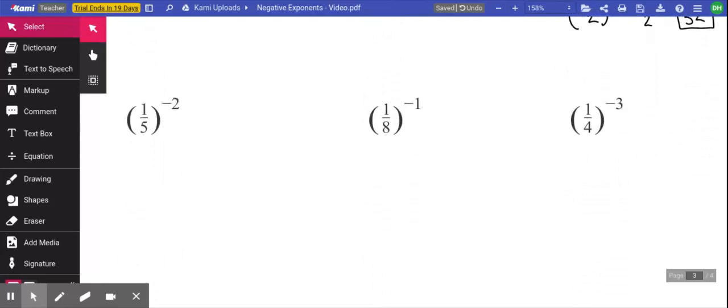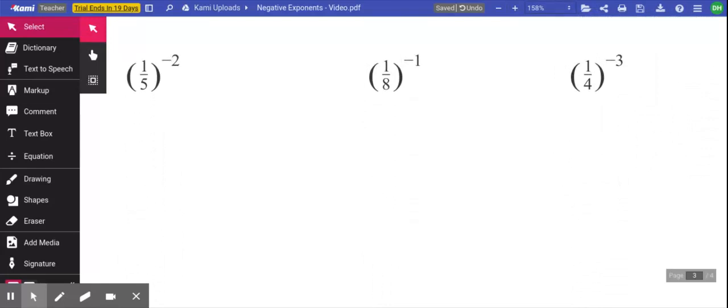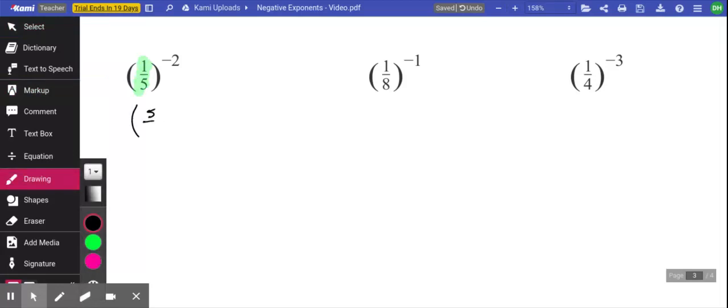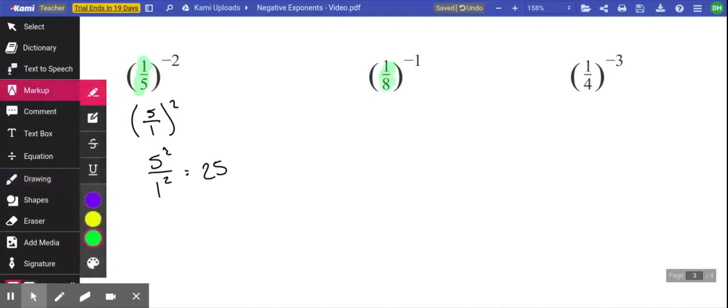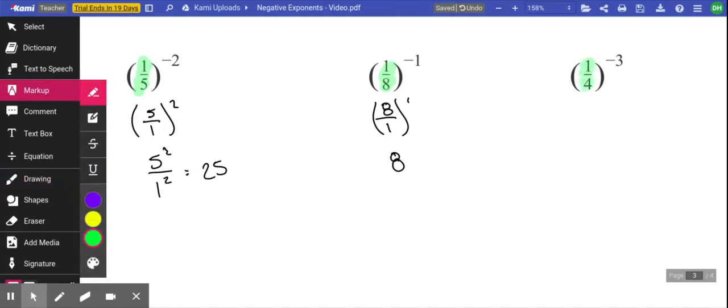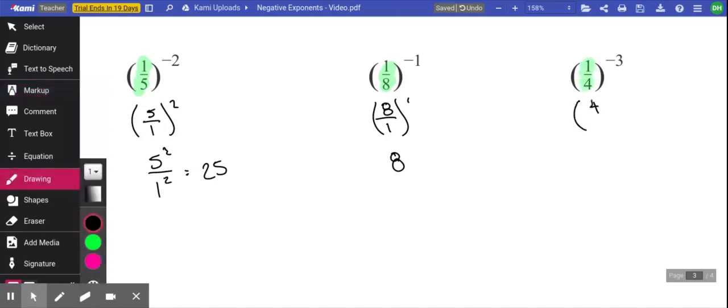In fact, I think maybe this next batch looks scarier on the surface, but I think they're easier because the base is already a fraction. So we're just going to go ahead and reciprocate the base. And that's going to make the exponent positive. 5 squared divided by 1 squared makes 25. Again, let's reciprocate that base. So we've got 8 over 1 raised to the positive first, which just makes 8 because anything raised to the first is itself. All right, let's reciprocate that base. 4 over 1 raised to the positive 3. So we've got 4 to the third divided by 1 to the third.